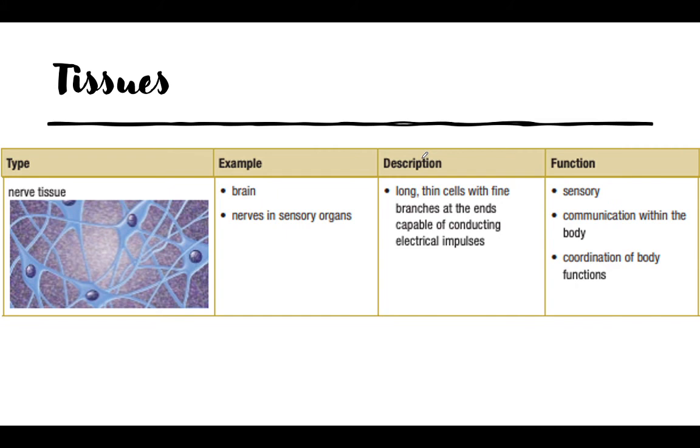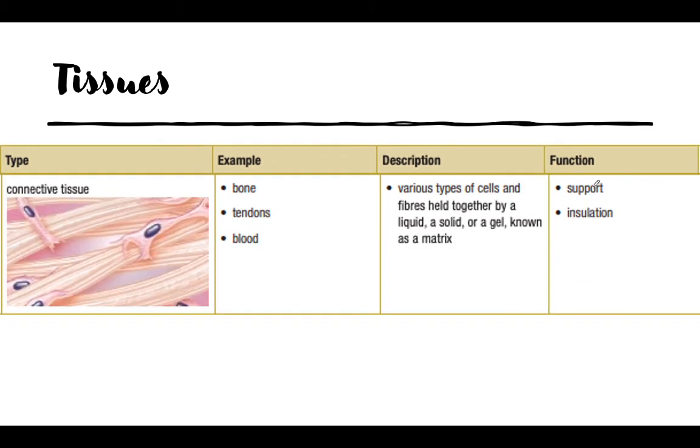Nerve tissue is our next type of tissue. They're long, thin cells with fine branches, and they allow for electrical impulses to pass through them. The main function is communication, sensory, coordination, all of those things that our nervous system does. Okay, so those are our four main types of tissues. We had epithelial, we had muscle, we had nerve, and we had connective as well.